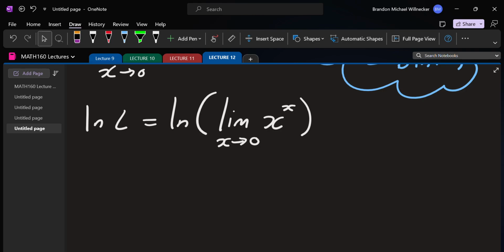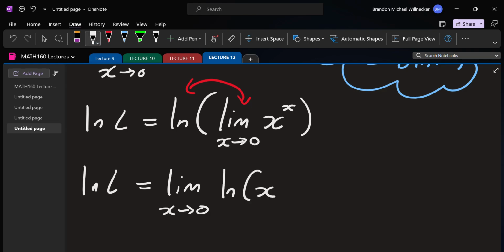Now, what we're going to use here is the fact that the natural log is continuous. The log function is continuous, which means the limit can go inside or outside the function. Please look back at your notes on continuity if that's not clear to you. So this limit, we can take it inside or outside the function because the natural log is continuous. Again, if that's confusing, please go back to your definition of continuity.